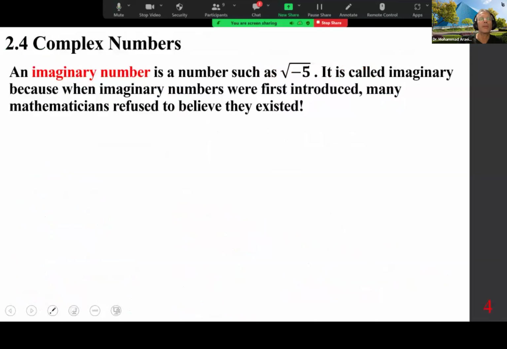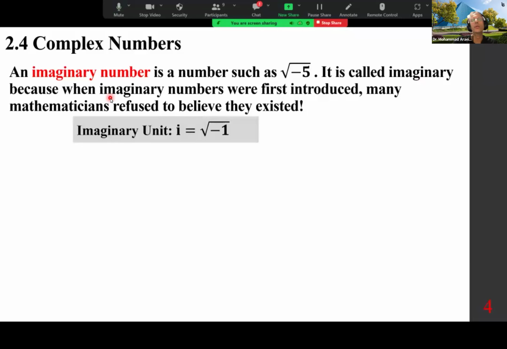2.4, complex numbers. An imaginary number is a number such as the square root of -5. It is called imaginary because when imaginary numbers were first introduced, many mathematicians refused to believe they existed. That's the reason for their name. The imaginary unit, i, by definition, is the square root of -1.